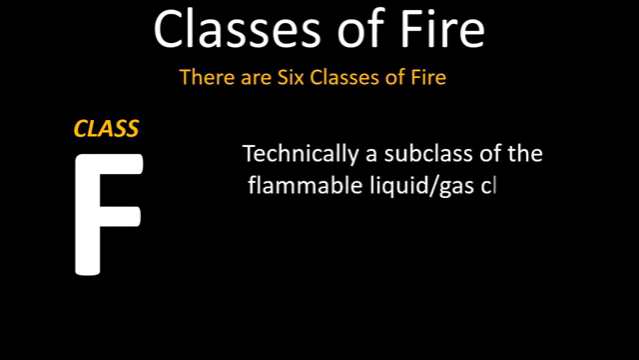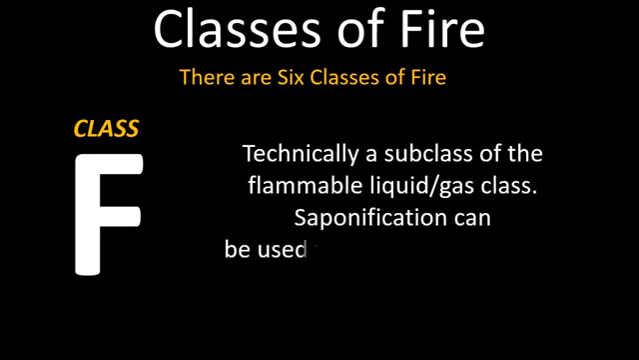The special characteristics of these type of fires are considered important enough to be recognized as a separate class of fire. Saponification can be used to extinguish such fires. Appropriate fire extinguishers may also have hoods over them that help extinguish the fire. Depending on the nature of the class of fire, the best method for suppression may be one of the following.